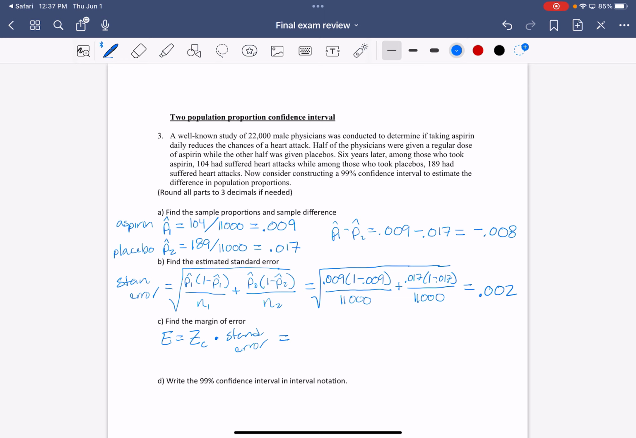Which, remind me, how did we find that Z sub C? Look to your formula sheet, the critical values table, right? That's how we find our Z sub C. So what you need to do is identify the confidence level. What was our confidence level? 99. Look to that on the formula sheet, and it tells you what your Z sub C is. It is 2.576.